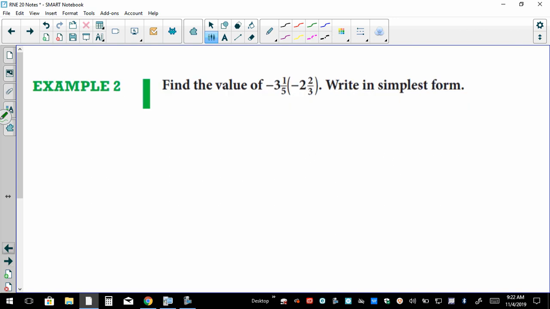Ooh, next page looks like this. Find the value of negative 3 1/5 times negative 2 2/3. Am I going to have a positive or negative number? Positive, because I got 2 negatives. So I'm going to rewrite it.